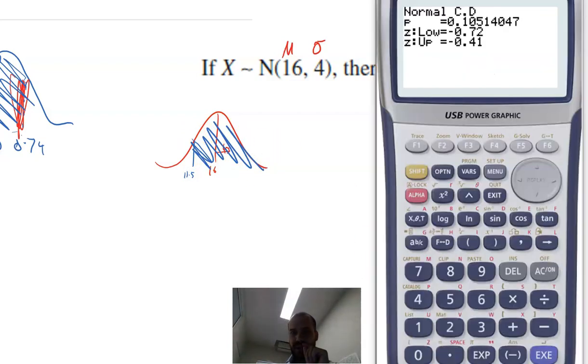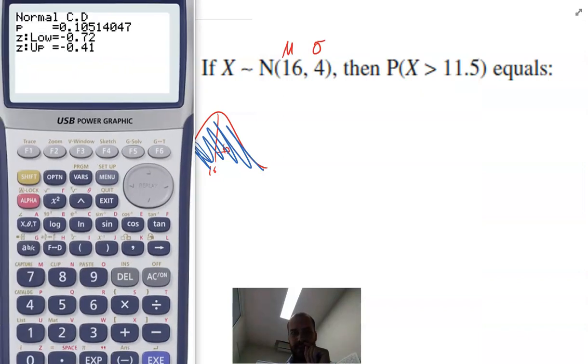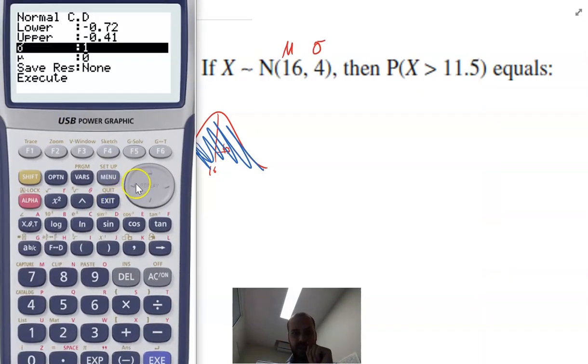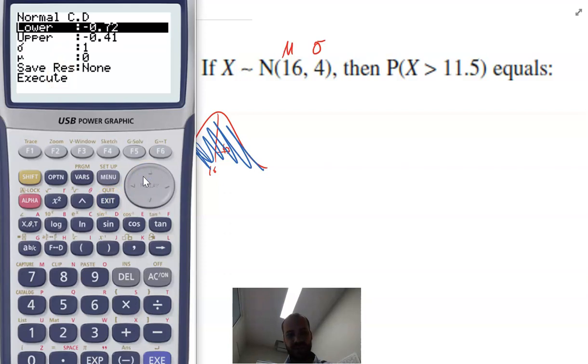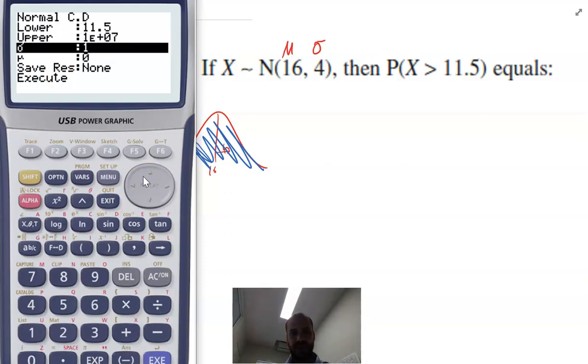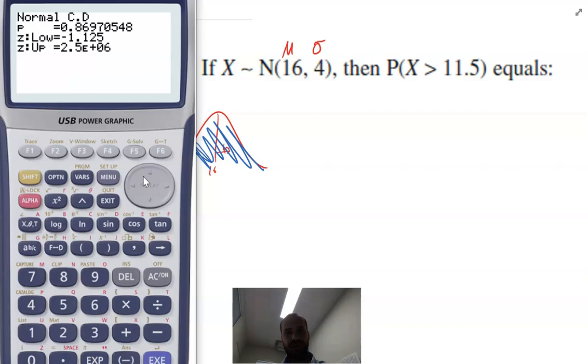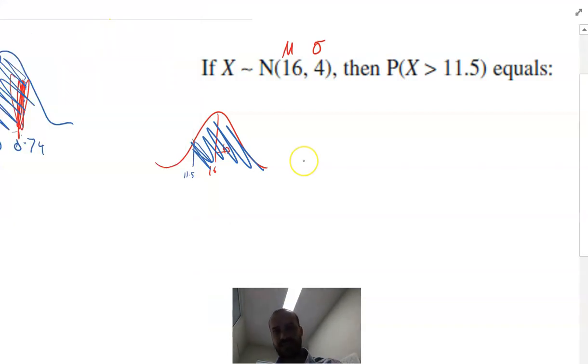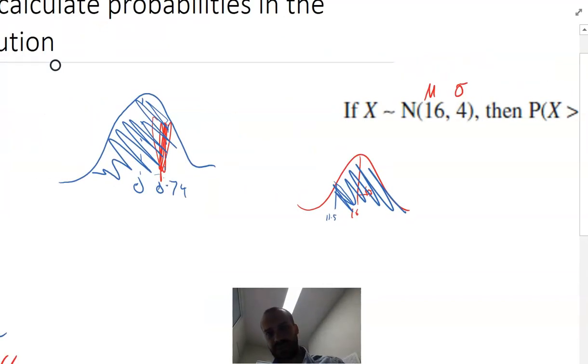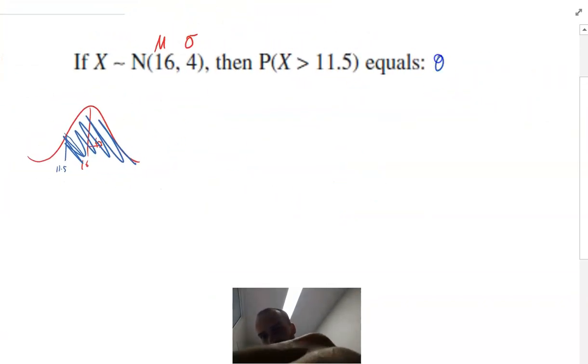So I'll just get out my calculator, and it's very straightforward here. The lower value is 11.5. The upper value is just a really, really big number. The standard deviation is 4. The mean is 16. And I get a probability of 0.8697.